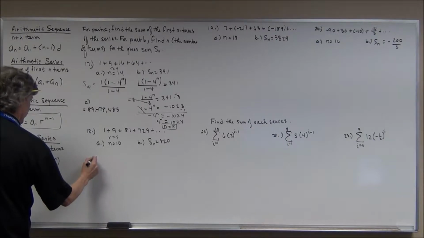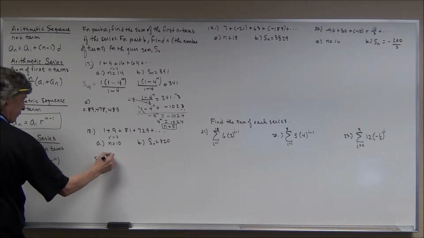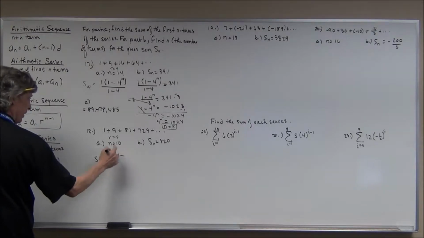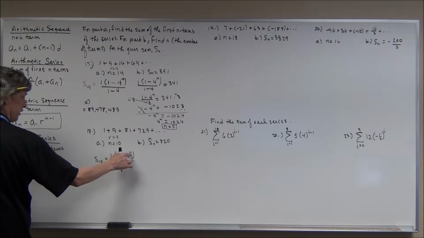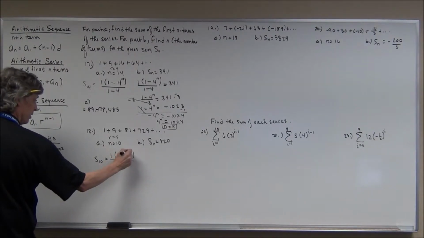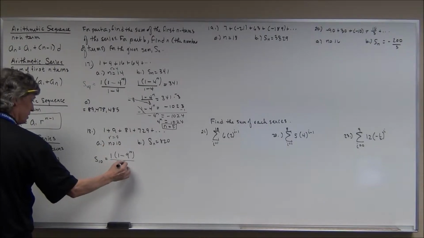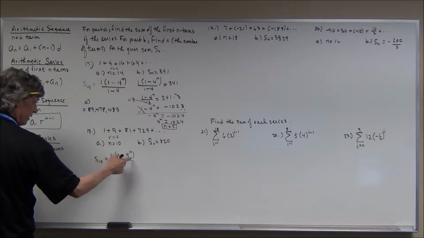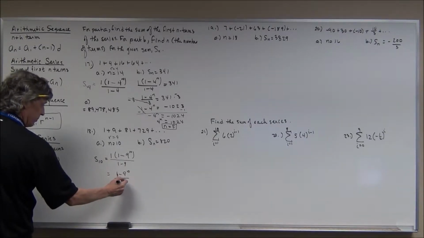I'm going to write s sub 10, because I'm adding up the first 10, is equal to the first term, 1, times 1 minus my ratio, which is 9, to the nth power. What? To the nth power? To the 10th power, because n is 10, all over 1 minus 9. So 1 times that's just 1, just that. So 1 minus 9 to the 10, and that's all over negative 8.